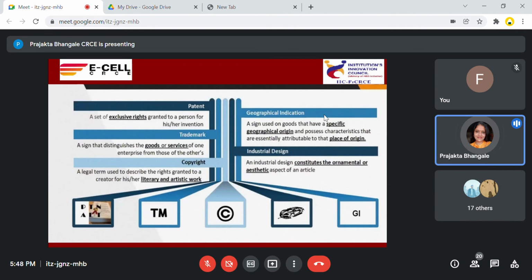Copyright. You make some software, you make some particular application. Now software cannot be a design, right? That is not something physical. So we have to go for the copyright. For any software where I have to describe the rights, who can use my software, and if you are using my software, you have to pay me some money. That is nothing but my software.